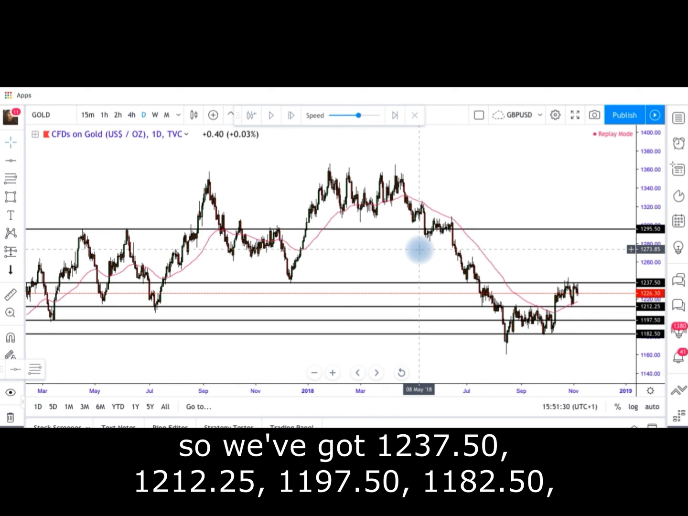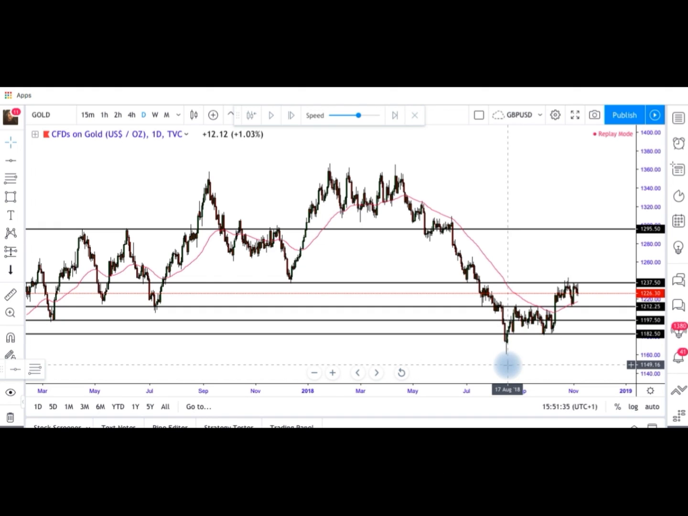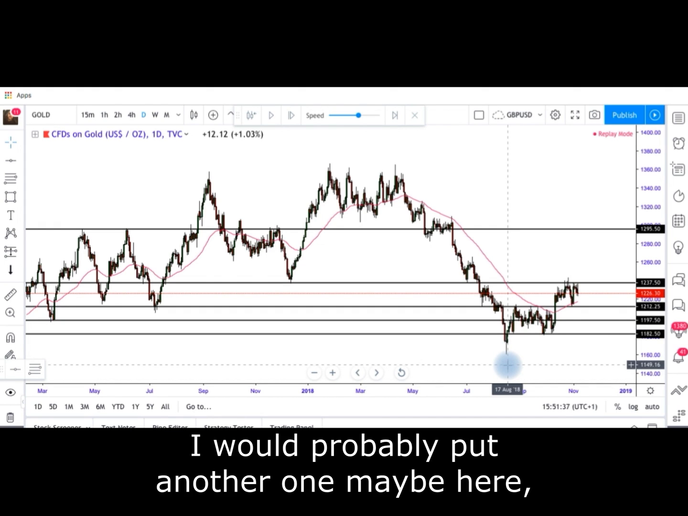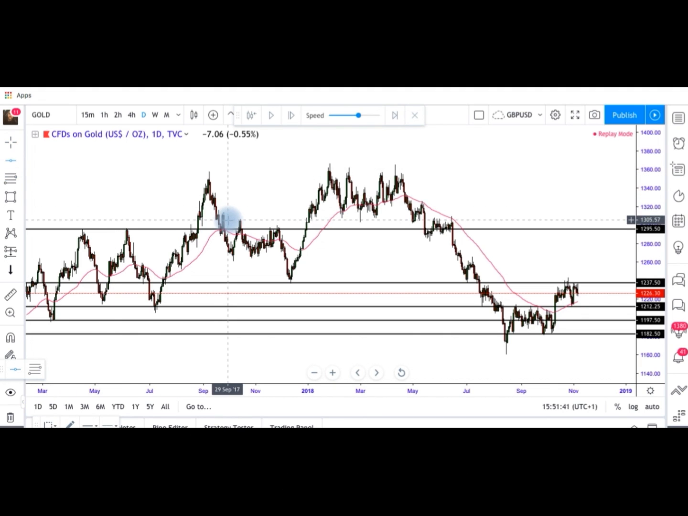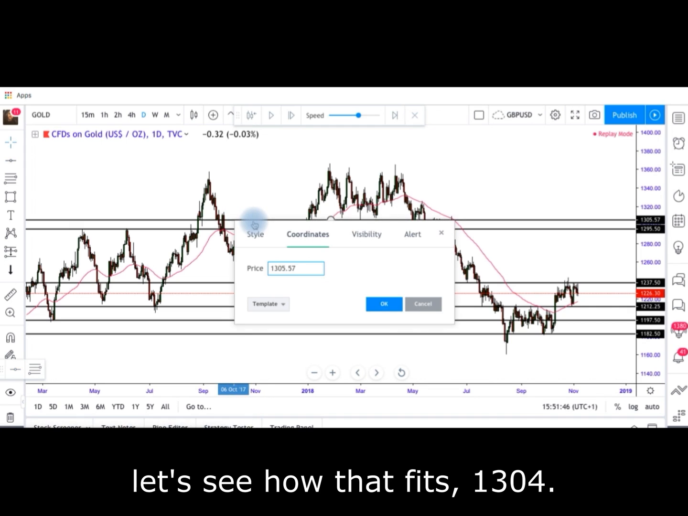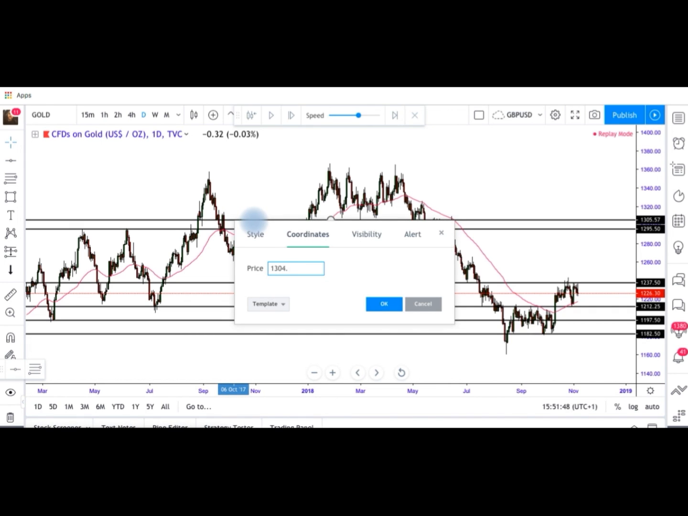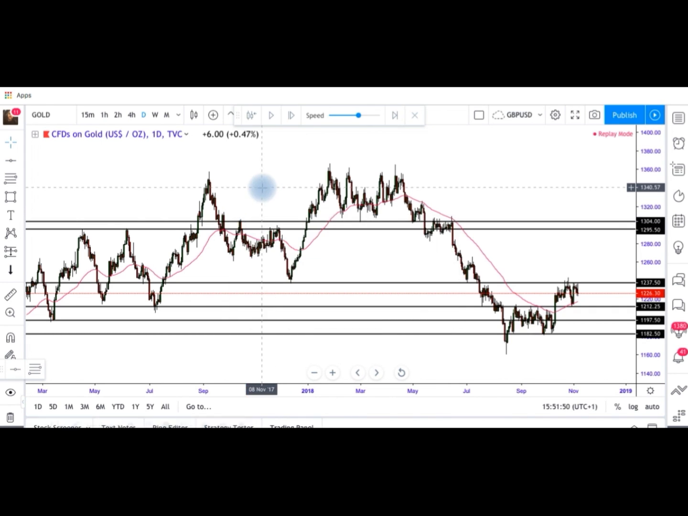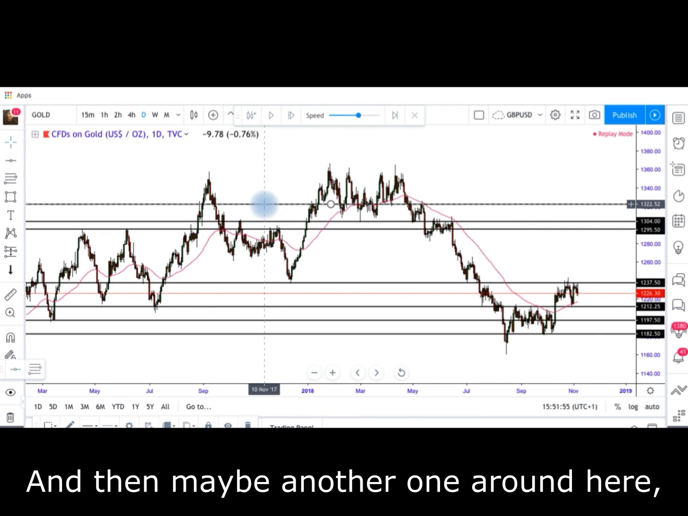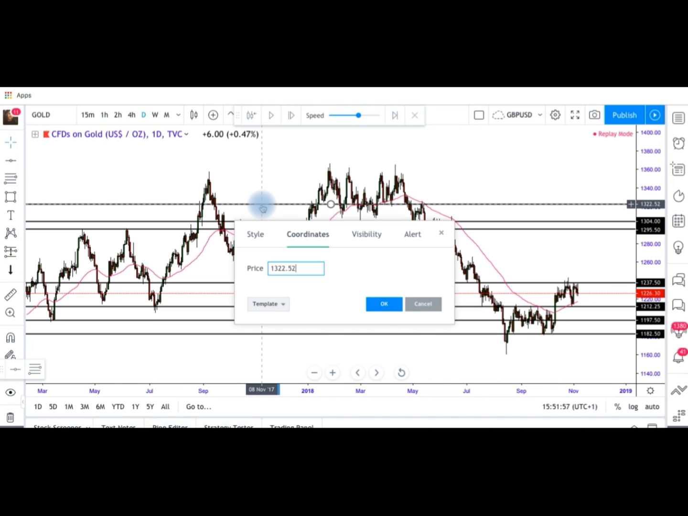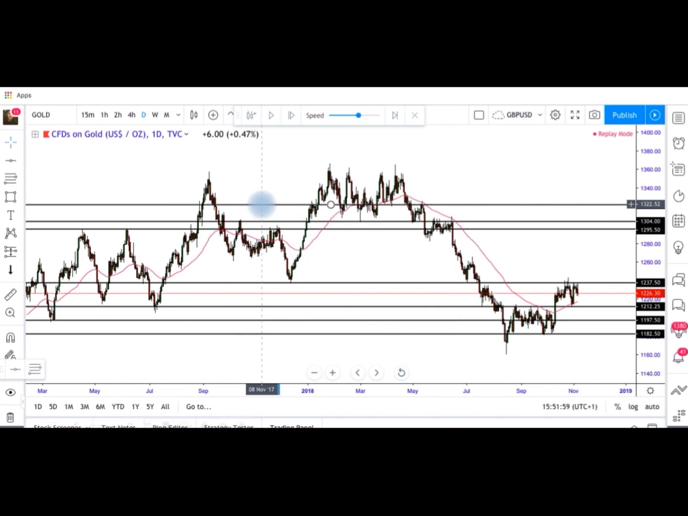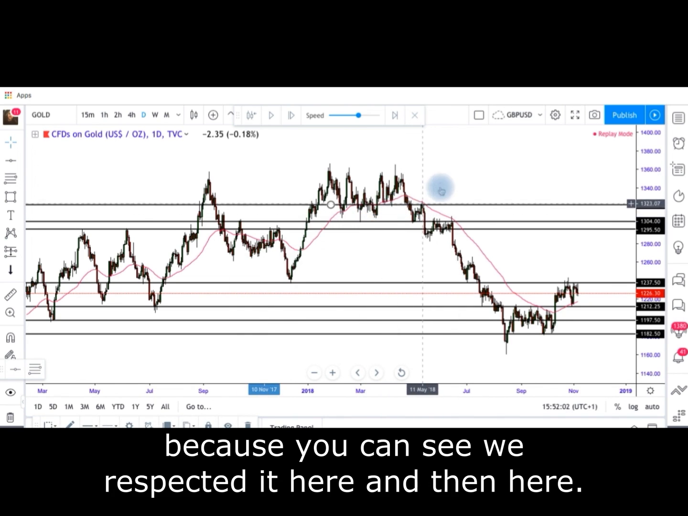So we've got 12.3750, 12.1225, 11.9750, 11.8250. I would probably put another one maybe here. Let's see how that fits. 13.04. And then maybe another one around here, because you can see we respected it here and then here.